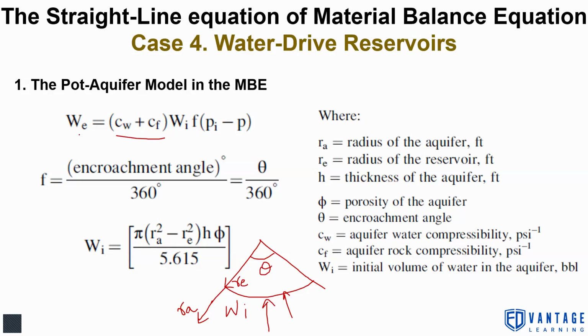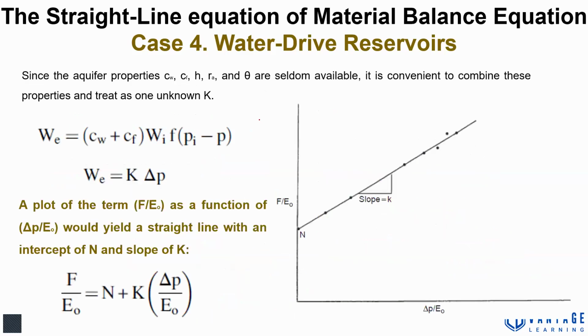From this, I can calculate my actual water influx from the reservoir for a drop of pressure Pi minus P, where Pi is the initial pressure and P is the current pressure. So if you plot F by Eo versus delta P by Eo, I'll get a straight line technically with a slope K and intercept N. So K is this one, Cf plus Cw into Wi into f, and N is the in-place volume.